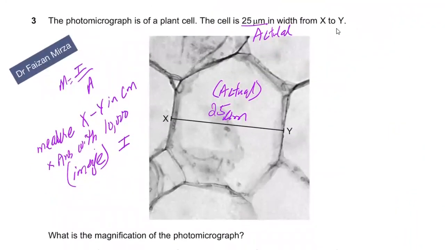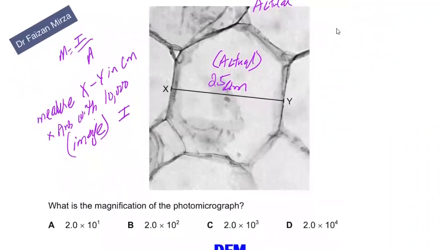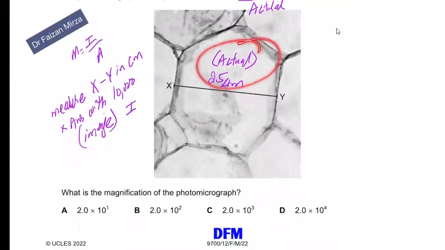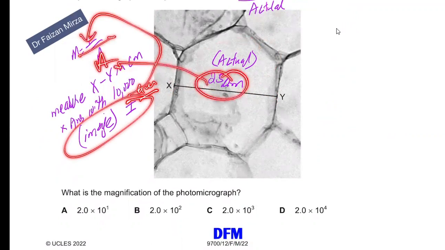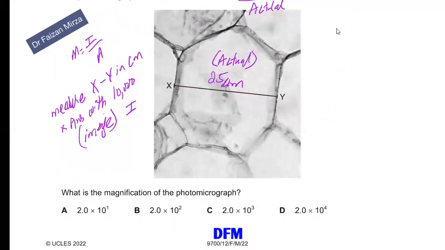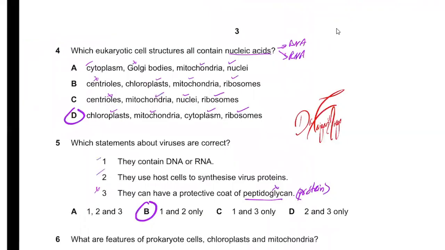The photomicrograph of a plant cell has 25 micrometer in width from X to Y. So this X to Y is 25 micrometer. If this X to Y is 25 micrometer, this means this is the actual width given to you. You apply the formula magnification equals image upon actual. Measure the length of X to Y in centimeters from here to here. Just place your ruler, measure it in centimeters, multiplied by 10,000. The answer comes in micrometer. Once you have the value, this will be your image. You will keep this value as a numerator and divide it by actual. Your actual is 25 micrometer. You just divide these and you get the answer. Make sure that you see which exponent you have to work on and you can answer that accordingly.